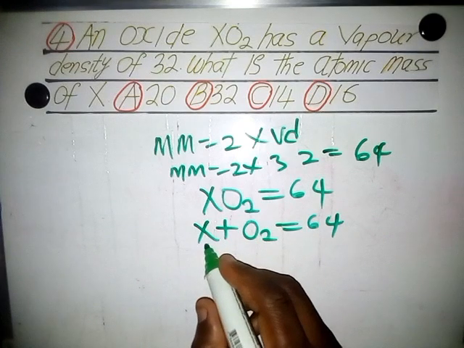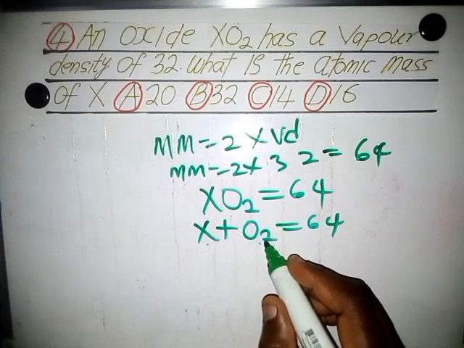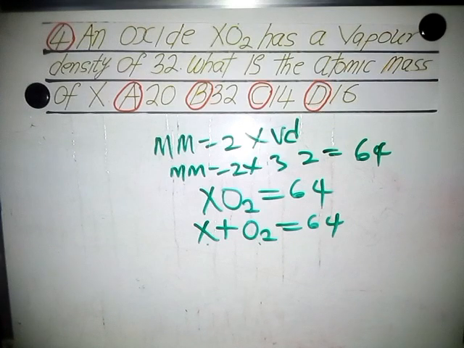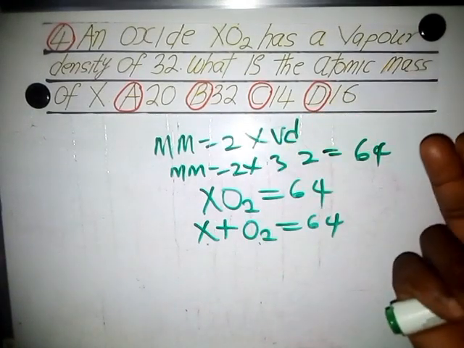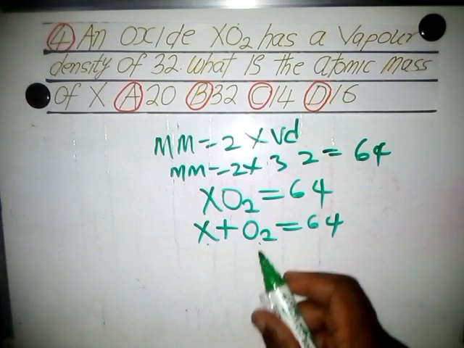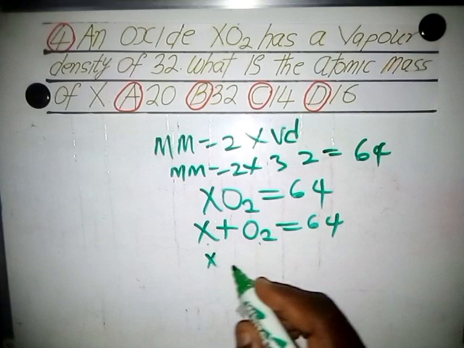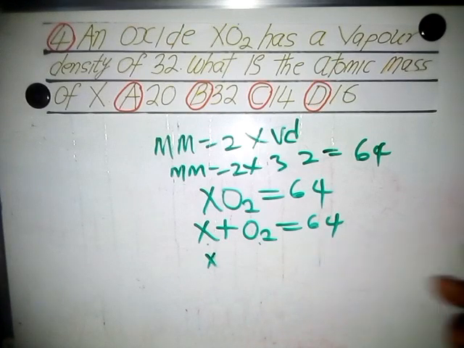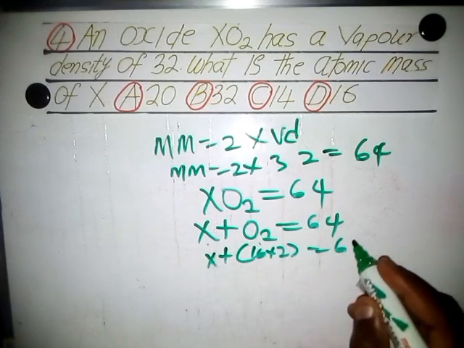We are looking for X. We don't know X, but we know O. Oxygen has atomic mass of 16. Hydrogen is 1. Carbon is 12. Chlorine is 35.5. Some questions will provide you with these, but other questions will not. But just know all these are constant values. It's not something you should cram. You just know it from usage. So since O is 16, I will now put O in here. I'll say O times 2, that is 16 times 2, in bracket. So this one is 32.